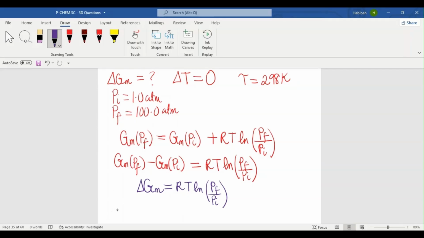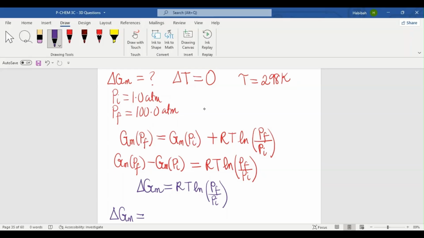We can just simply substitute. So you have change in GM equals RT. Since this is a molar Gibbs energy question, we're going to be using the gas constant 8.3145 joule per mole Kelvin, because the unit for change in molar Gibbs energy is just going to be joule per mole or kilojoule per mole.